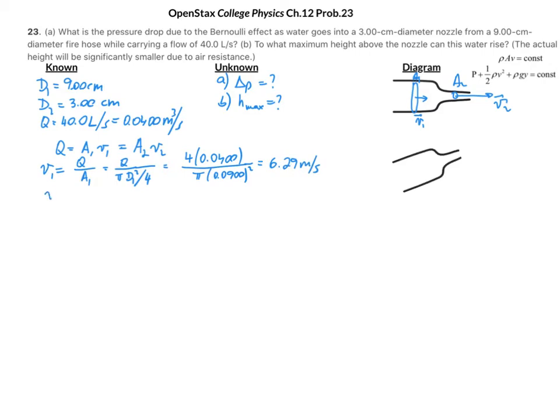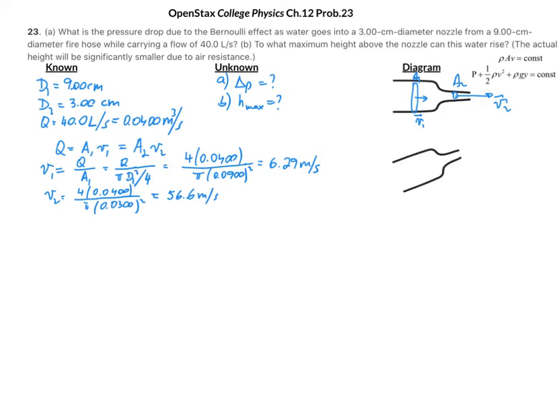I do the same for V2. Now for V2, I'm not going to write the equation down, just the numbers. I have 4 times 0.0400, that doesn't change, divided by pi. It's the diameter that changes, 0.0300 squared. When I calculate this, I get 56.6 meters per second. Quite a big difference.